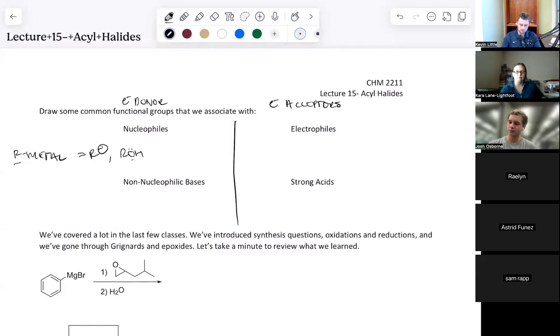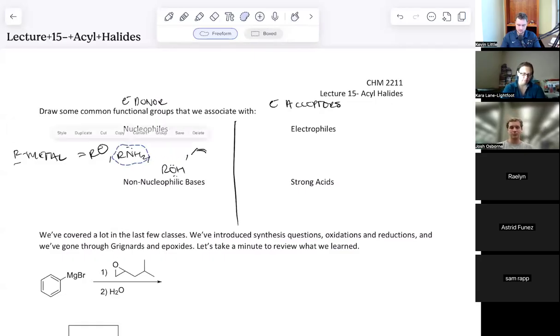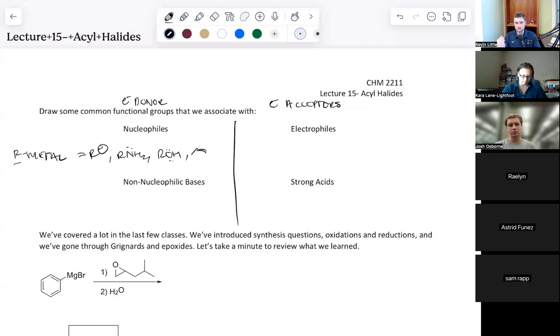Alcohols, amines, double bonds. Actually, it's probably better to put amines here, seeing as they tend to be better nucleophiles than alcohols. Alcohols are less nucleophilic than amines, less basic than amines in general.